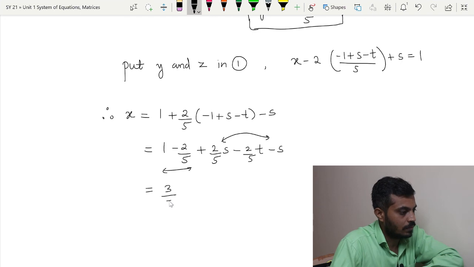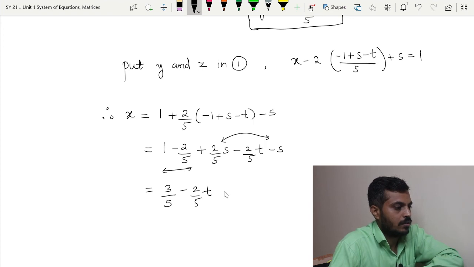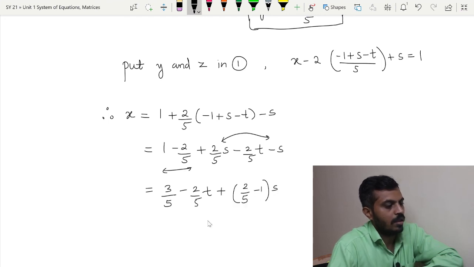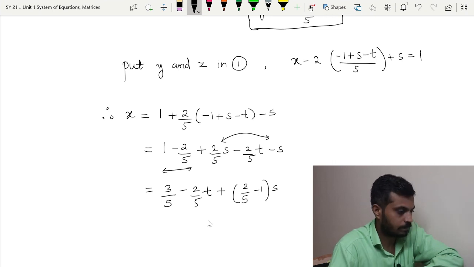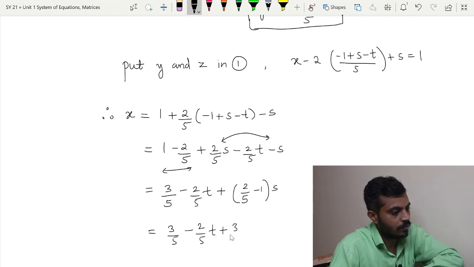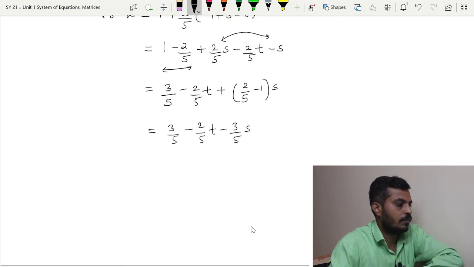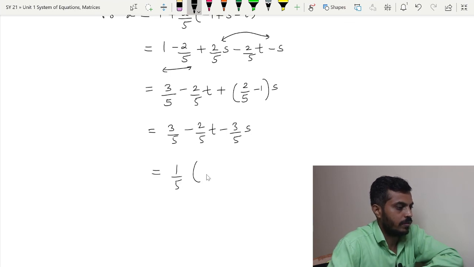So, it will be 3 upon 5 minus 2 by 5 t, and the s terms: 2 upon 5 minus 1, outside it is s, and 2 minus 5 will be minus 3 upon 5. So, this is equal to 3 upon 5 minus 2 upon 5 t minus 3 upon 5 s, and if you want you can pull this 1 upon 5 out. So, this is equal to 1 upon 5 inside 3 minus 2t minus 3s, and this is nothing but your value of x.